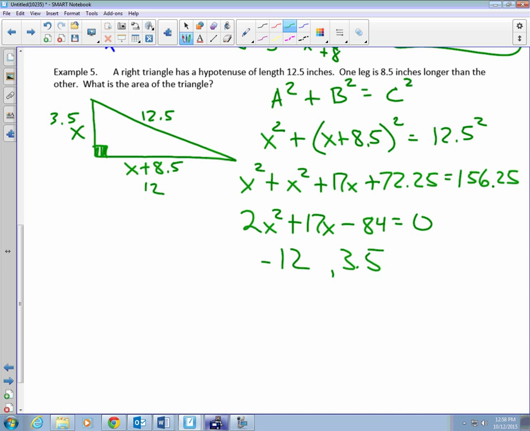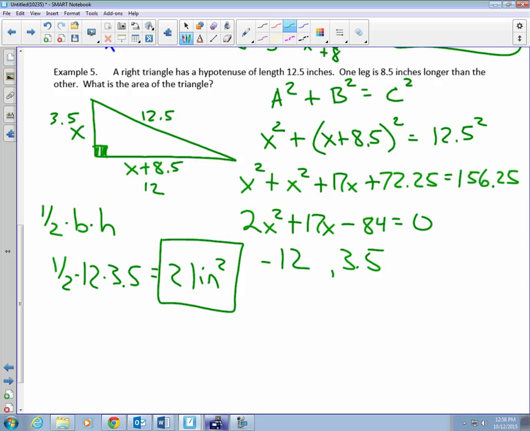So how do I figure out area? 1/2 times base times height. So 1/2 times 12 times 3.5 should give me 21. What's my label? Inches squared.